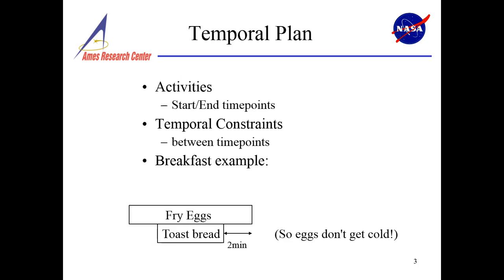So here's a very simple example of a temporal plan. There are two activities, frying eggs and toasting bread. Now, fried eggs are horrible when they're cold, so you'd really like the bread to be toasted first so that you can eat the eggs as quickly as possible once they're done. The activities have start and end time points, and then there are temporal constraints between the time points. And in this case, there's just one temporal constraint of 2 minutes.